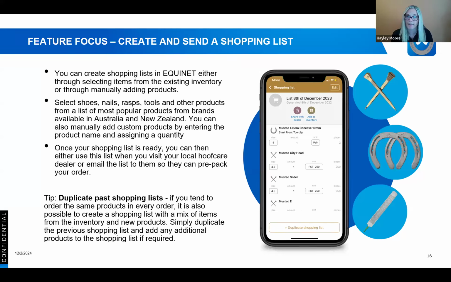It's got the date on there, and then you just edit it as you need to, adding new things or taking things off if you don't need them. And then at the top, you can see that share with dealer as well, so you can send that off to your hoof care dealer, and as I mentioned, they will get an email with that list. So I know you guys both use that shopping list. Have you got any tips on that, or as to how you use it when you're creating it?